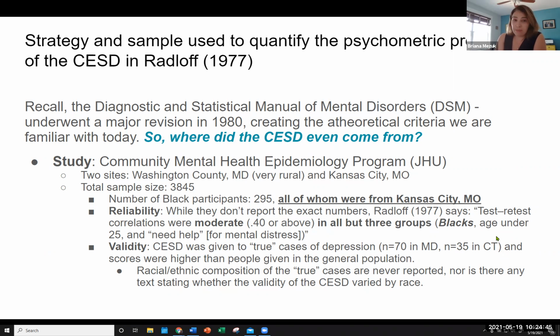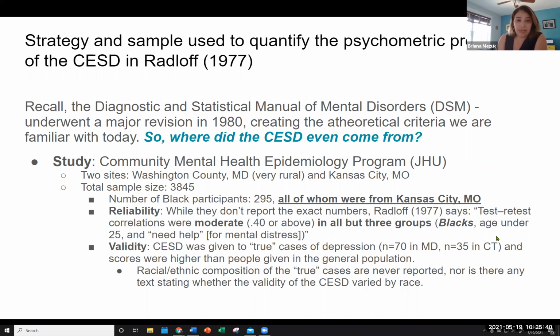So for the first paper that used it, the Radloff paper, he's using data from the Community Mental Health Epidemiologic Program, which was a community-based sample collected out of Johns Hopkins. The Hopkins site was Washington County, Maryland. If you imagine Maryland, it's got a weird shape. It's the Panhandle, sitting in between Pennsylvania and I think West Virginia. It's real rural. It's real white. And there was another site, Kansas City, Missouri. The total sample size of this program was about 3,800 people, a pretty good sample size. The total number of Black participants in the community mental health program was 295, all of whom were from Kansas City, Missouri.